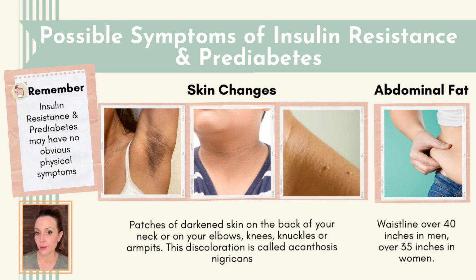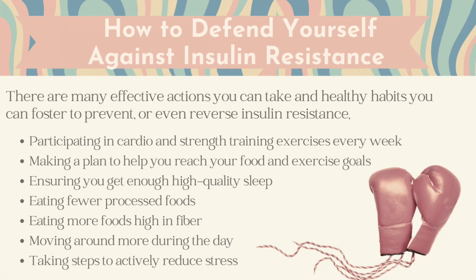Another thing that's very common on the neck, can also be on the chest and other areas, but especially the neck, is going to be little tiny skin tags. Those start to develop very frequently in response to insulin resistance as well. Also, abdominal fat, that stubborn fat that just won't come off. If you have a waist circumference of over 35 inches for a woman or over 40 inches for a man, this is considered a risk factor for insulin resistance.